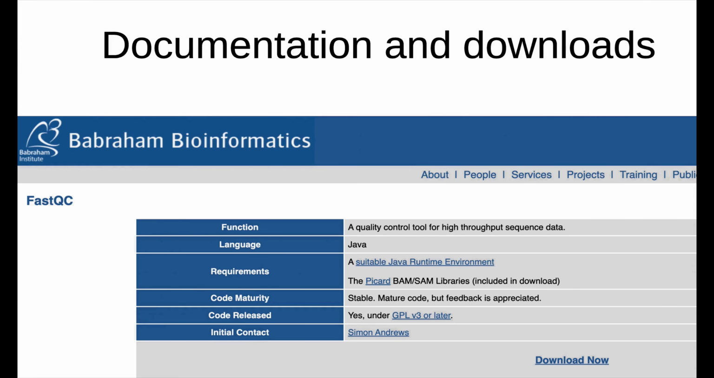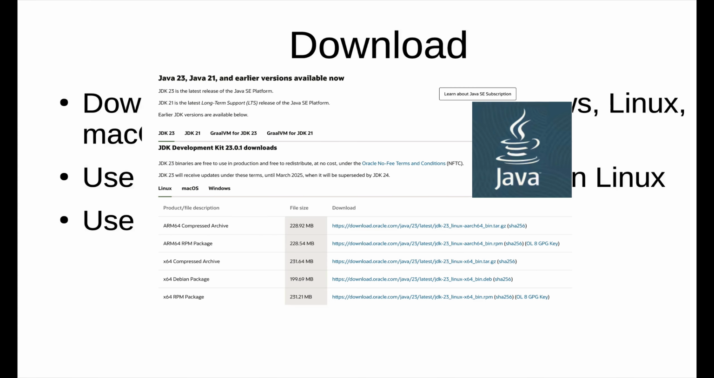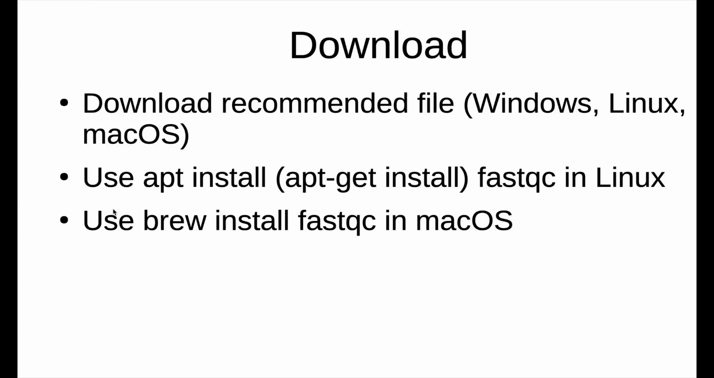Before you install the fastqc program, you have to know a few things. It is available in Windows, Linux and Mac OS as a download file. It requires Java, so make sure Java is installed. And there is an alternative installation for Linux calling apt install or apt-get install. And brew is a sort of repository analogous to apt or apt-get, where you can also call brew install fastqc if you are on Mac OS.